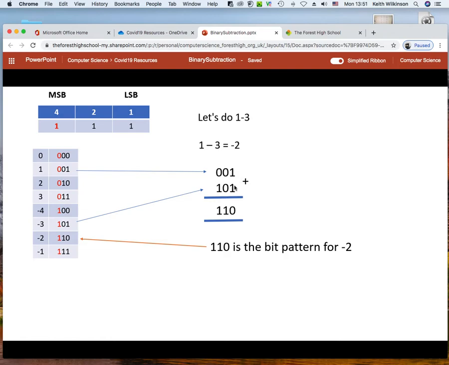So 1 and 1 is 2. Put down the 0, carry the 1. 0, 0 and 1 is 1. 0 and 1 is 1. My answer is 1, 1, 0. So I go back to my table and I look. Because I've only got 3 bits, that's the correct pattern, there was no overflow this time. I look for this pattern 1, 1, 0 in my table. And 1, 1, 0 is the bit pattern for -2. So 1 take away 3 is -2.